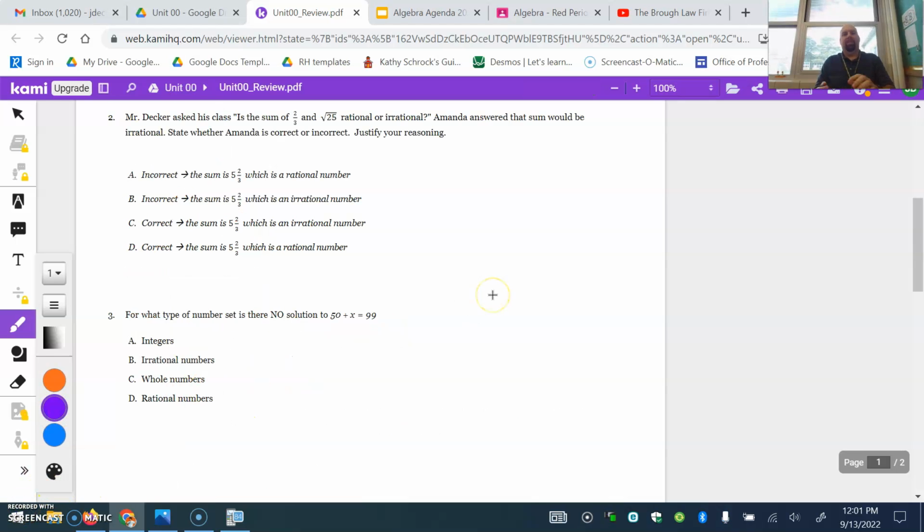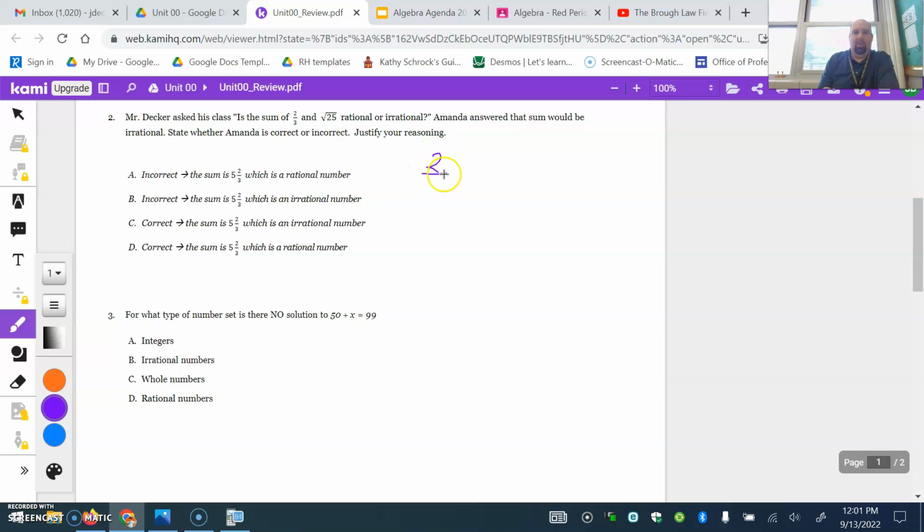Okay, the next problem. Mr. Decker asked his class, is the sum of 2/3 and the square root of 25 rational or irrational? Amanda answered that the sum, I should say the sum, there's a typo there, would be irrational. State whether Amanda is correct or incorrect. Justify your reasoning.